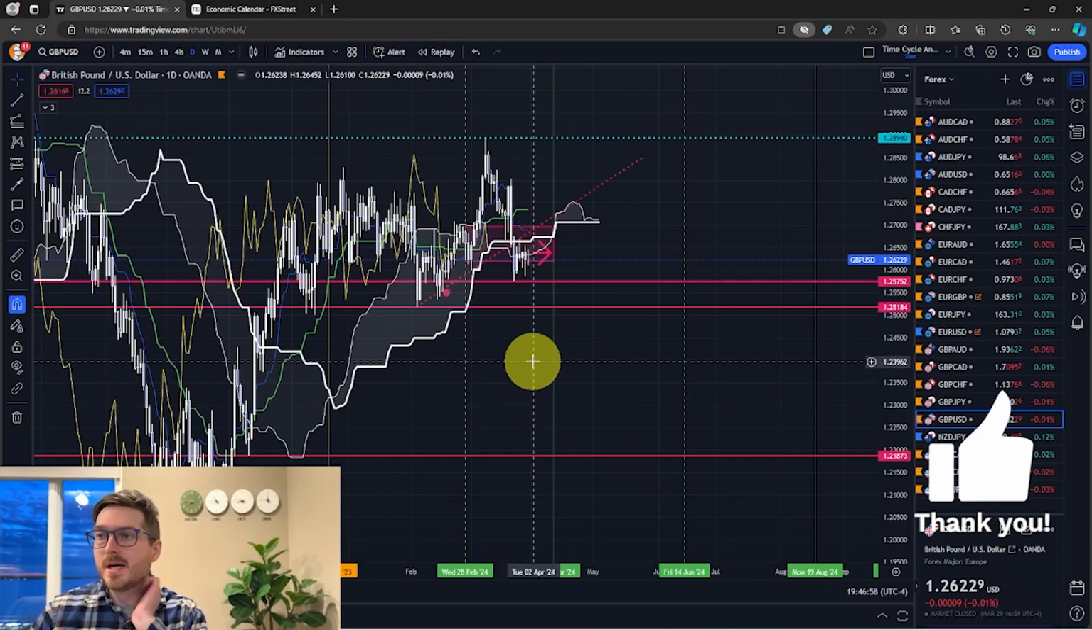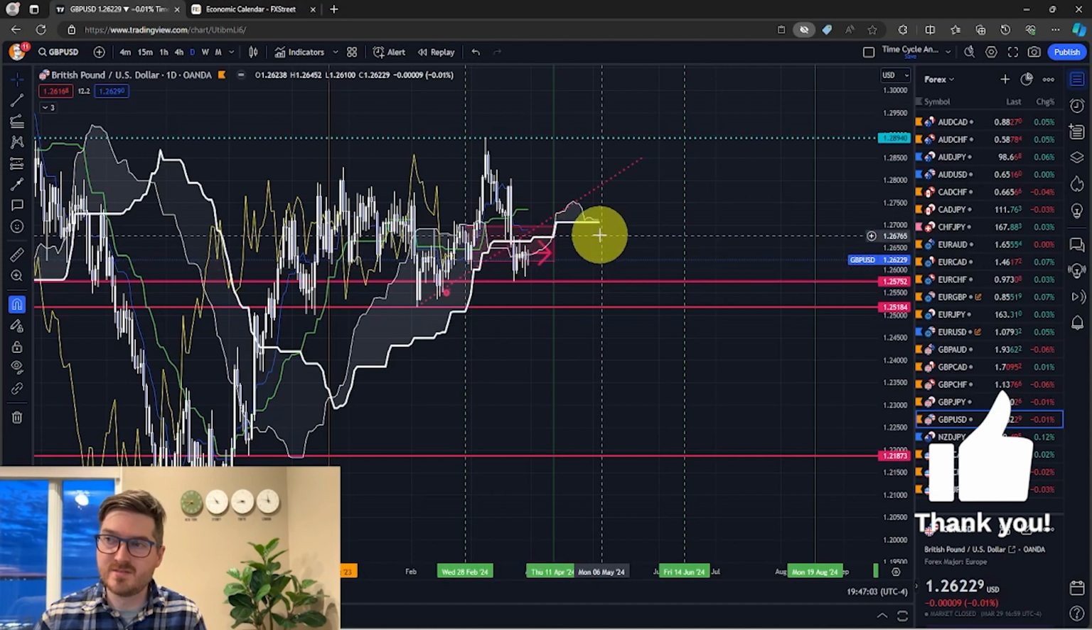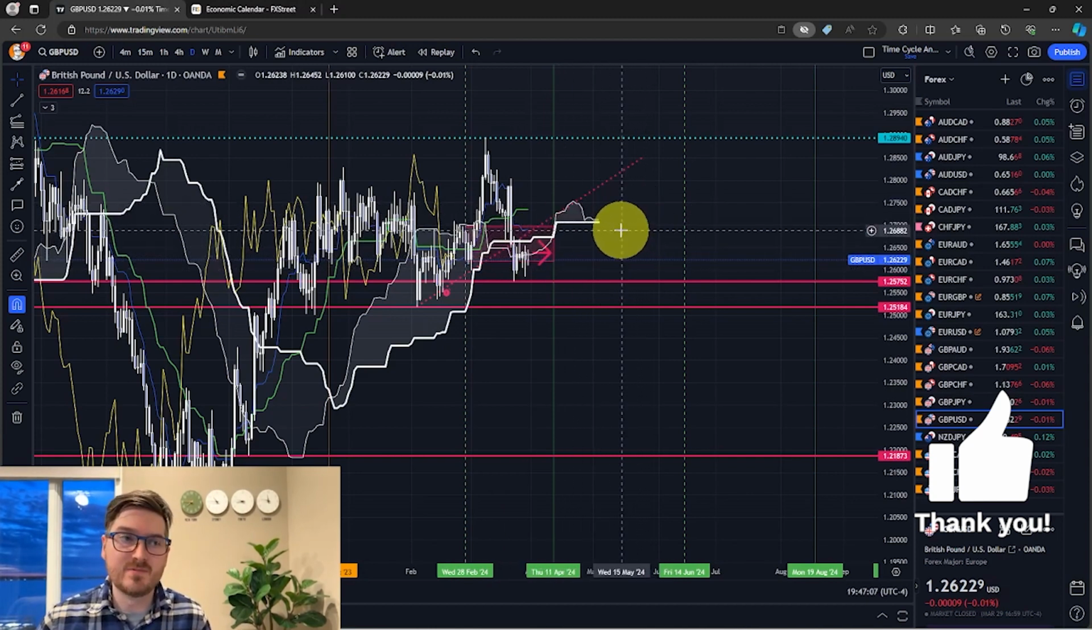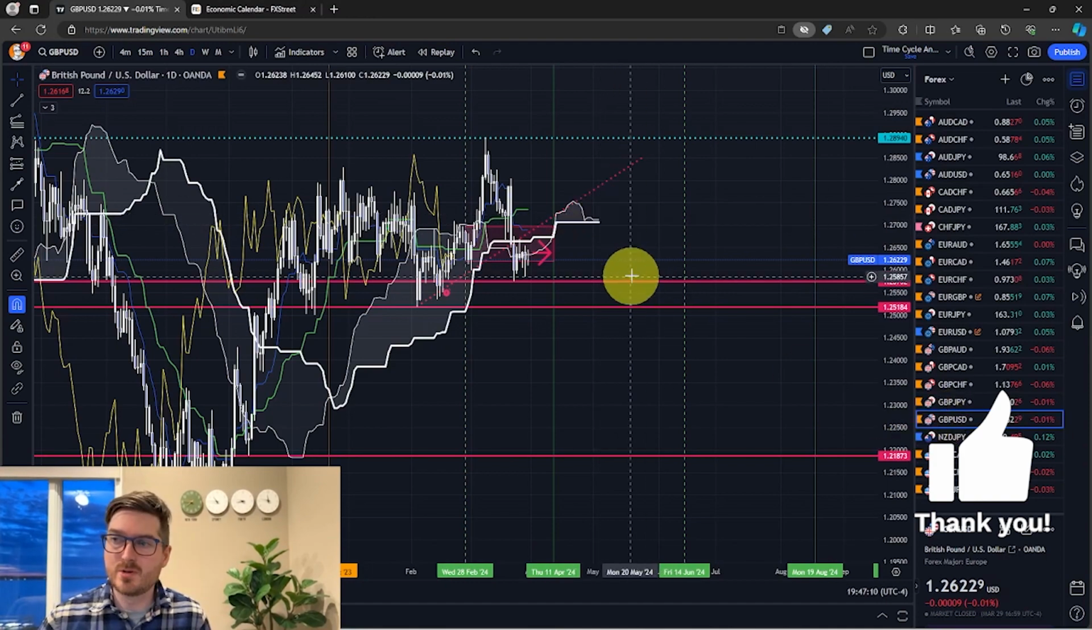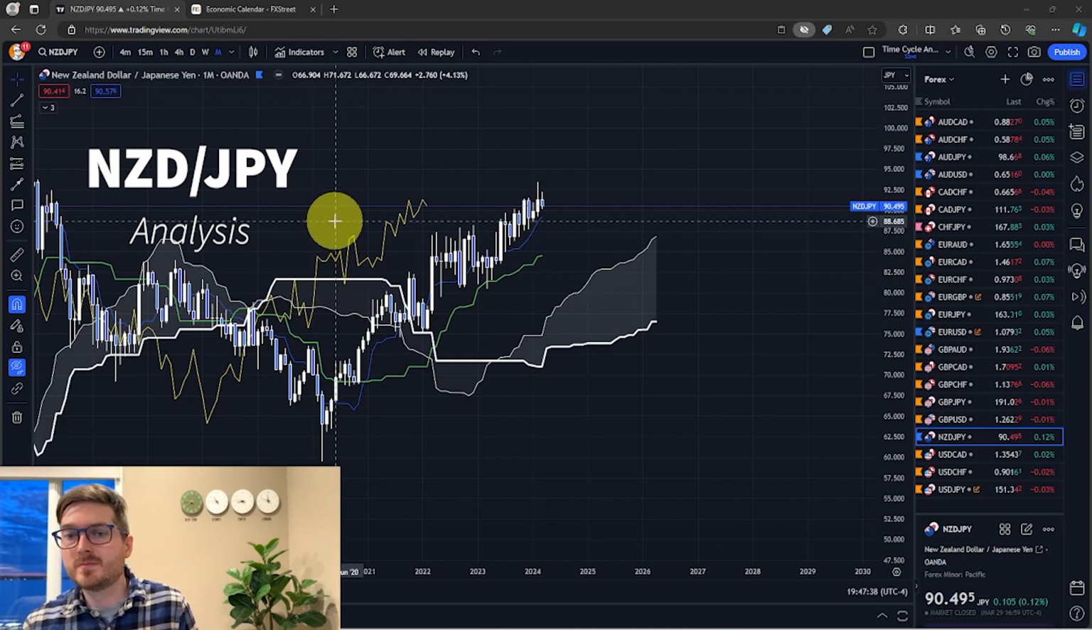So guys, this is not ready yet. We still gotta wait for the consolidation to finish and for the structure and the trend to confirm on the time frames. So that's why I've got this marked ranging, and this week I most likely will not be trading this pair. Okay guys, New Zealand dollar, Japanese yen.